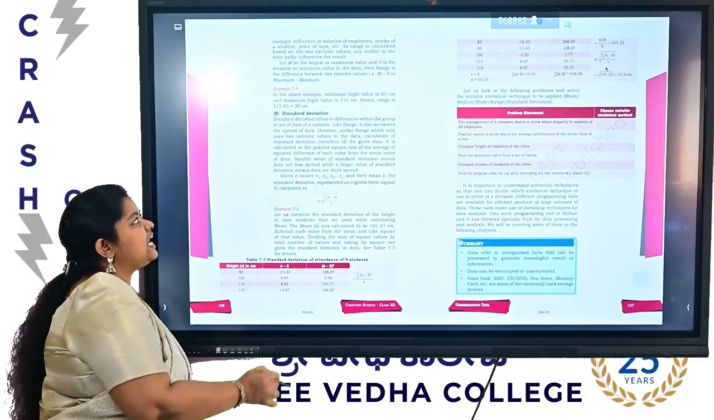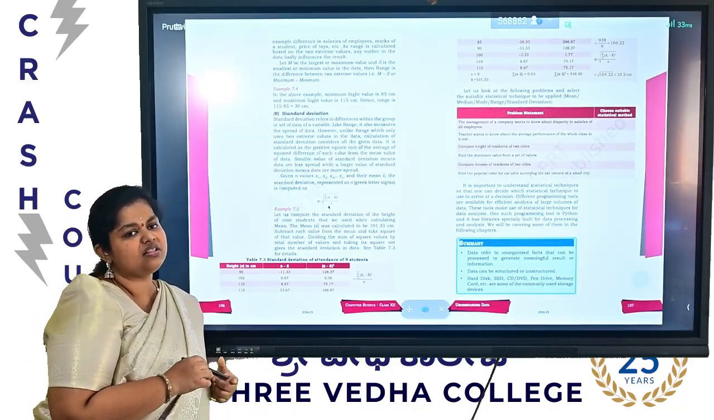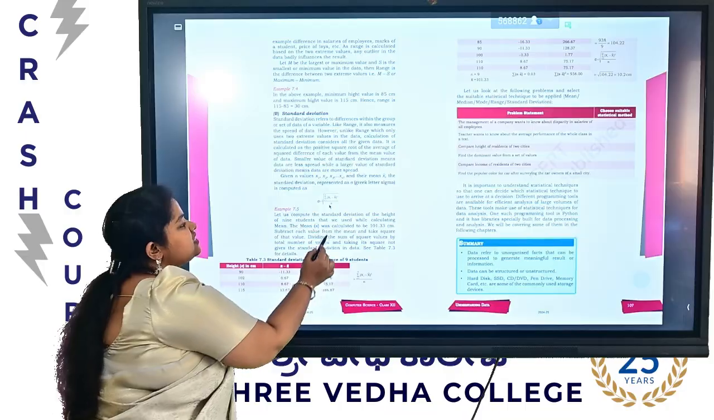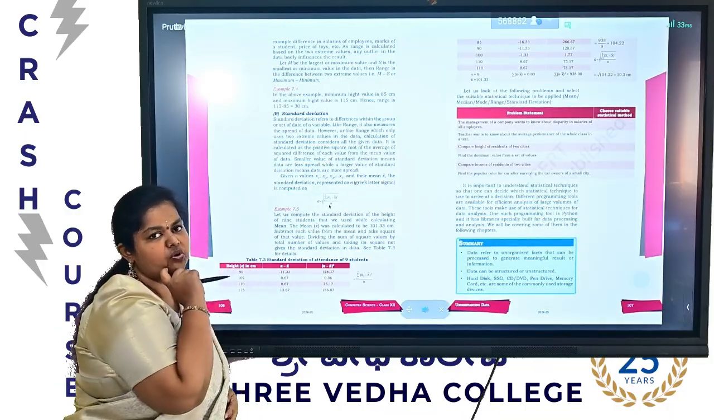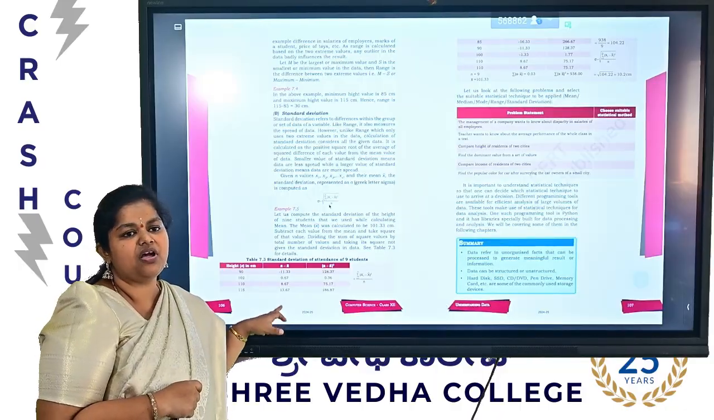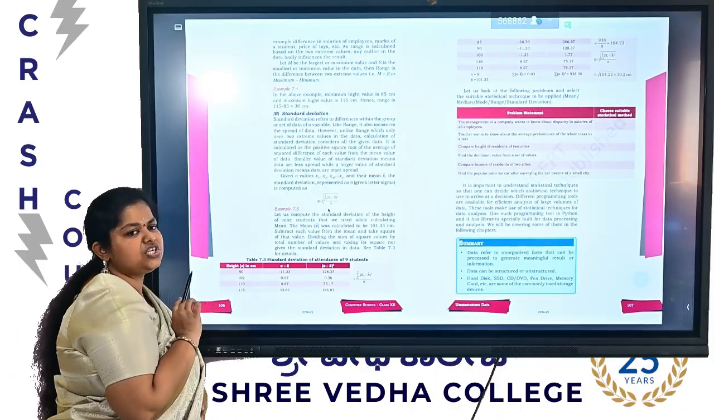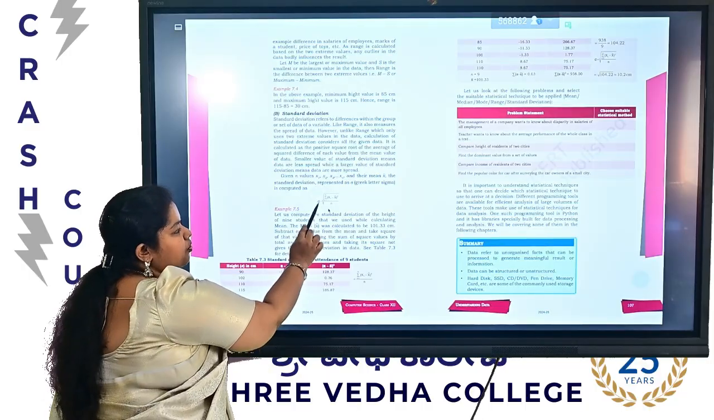So if you want to calculate the standard deviation, first you have to calculate the mean or the average, because here x bar denotes the mean value. So if you are perfect with the mean value, you can just apply the formula where it is required. The standard deviation is denoted by a symbol called rho.